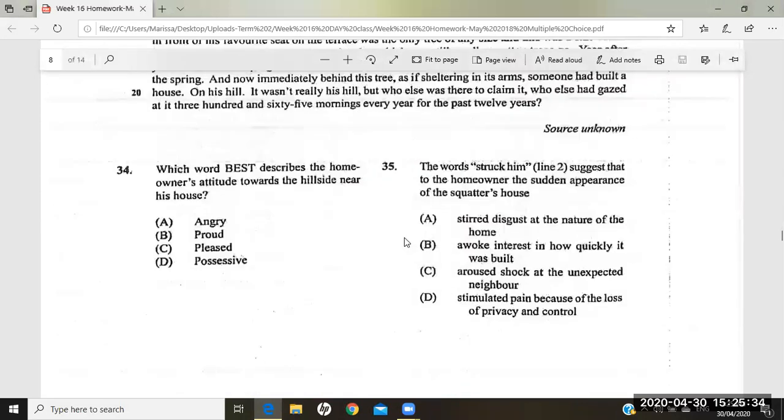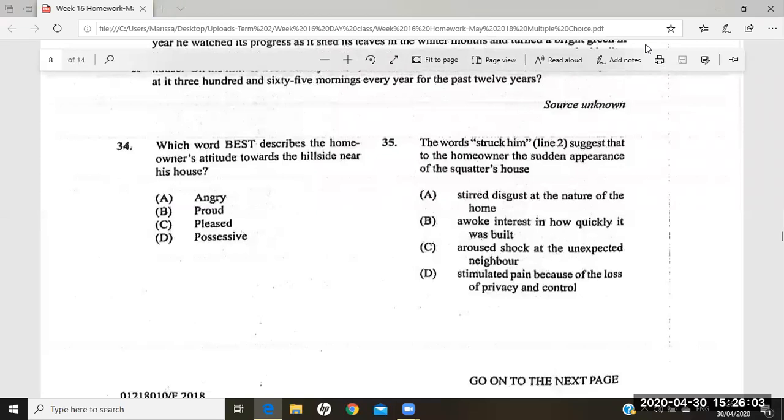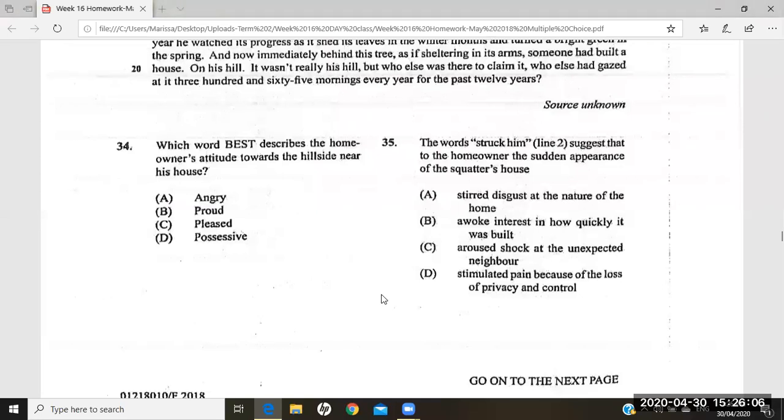So 34 says, which word best describes the homeowner's attitude towards the hillside near his house? So come on, your answers to me. Which word best describes the homeowner's attitude? So he's not pleased. How does he feel about the hillside? He's not angry about the hillside. Possessive. It is possessive because he keeps saying that the hill is his own. So he's acting very possessive.